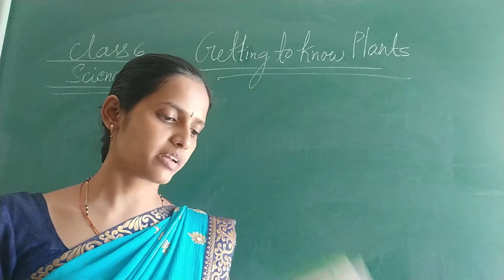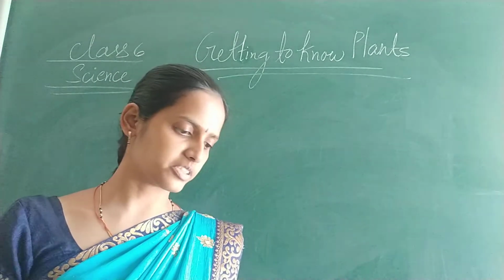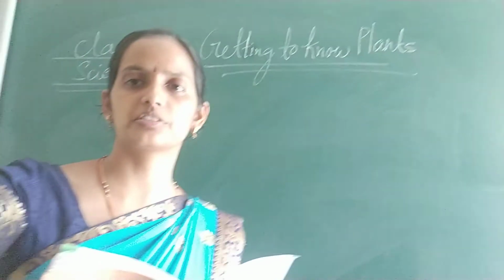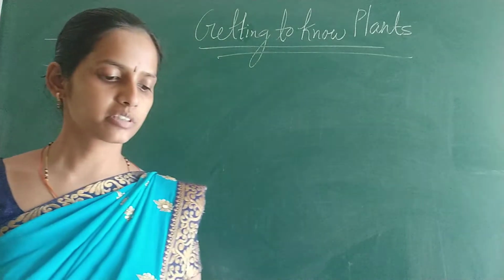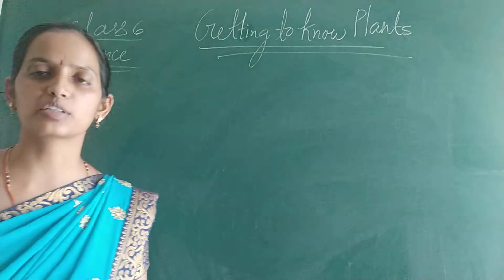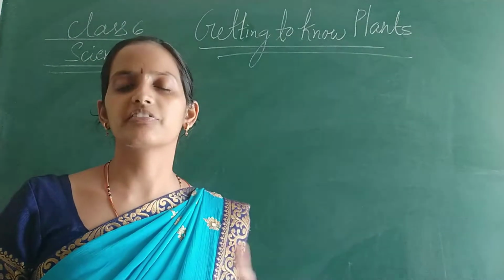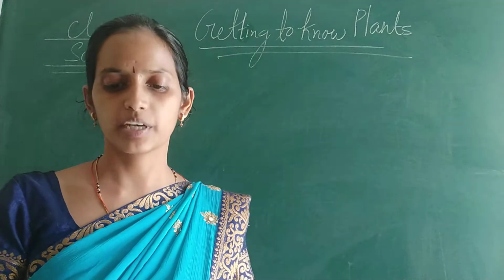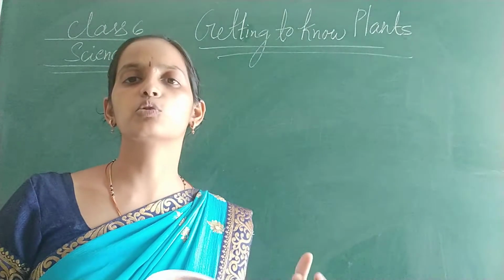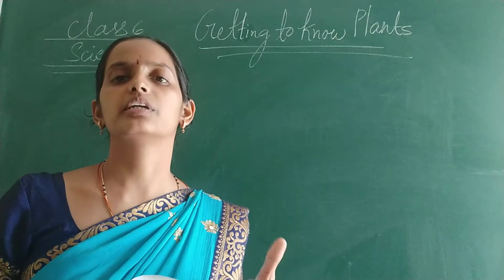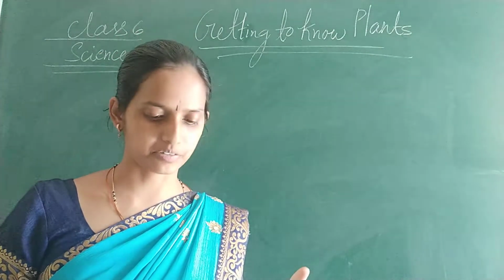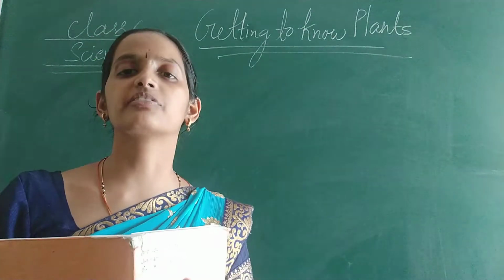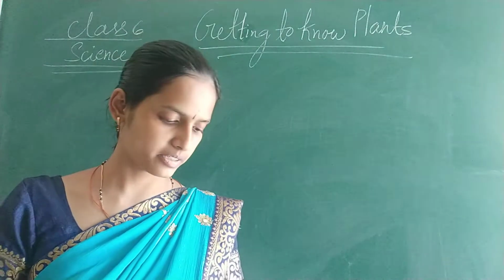So today we are going to start the seventh chapter. As we have already studied in this chapter about the different categories of plants, right? In this chapter, Getting to Know Plants, we have studied the different categories of plants: herbs, shrubs, trees. Based upon their appearance, we are able to differentiate which are herbs, shrubs, trees, right? Then apart from these three categories, we also have the climbers and creepers, right?